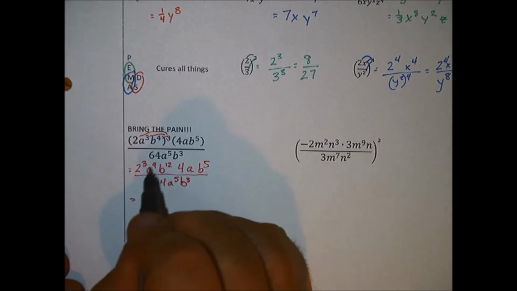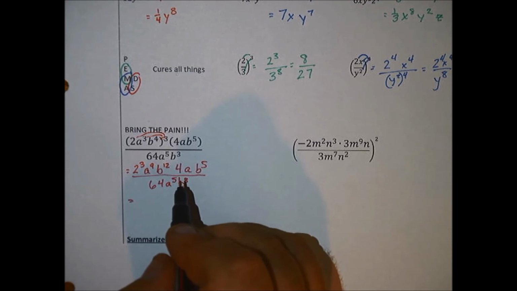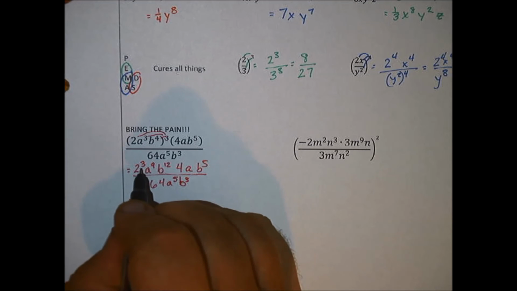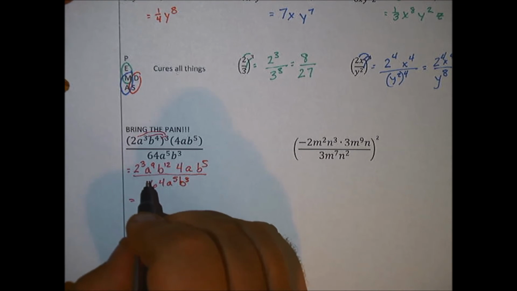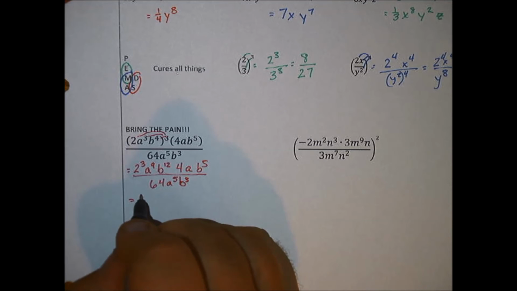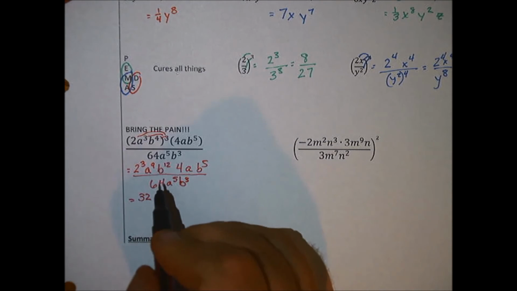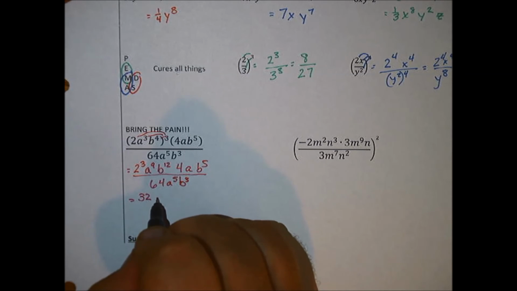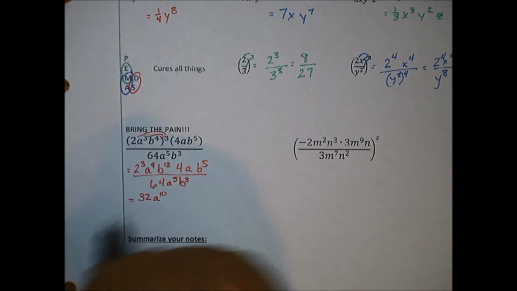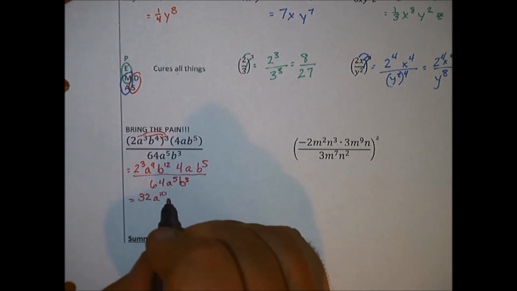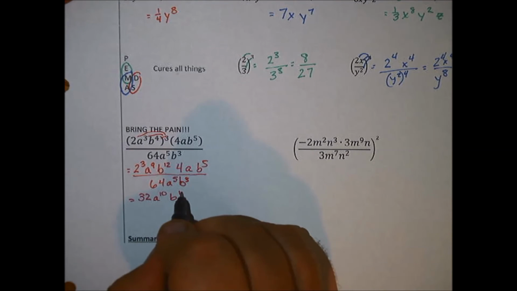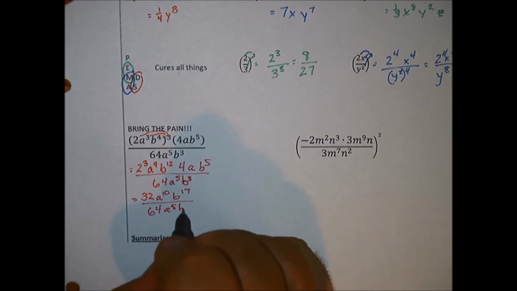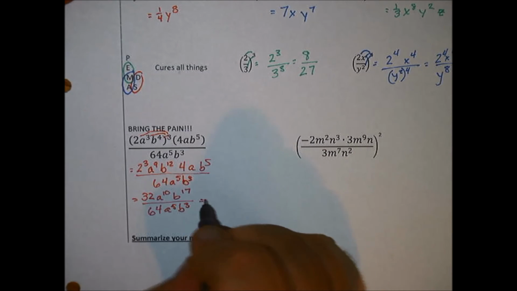Let's go ahead and combine these ones here. Okay, it says bring the pain because these problems are a little bit difficult. So 2 to the 3rd is 8. 8 times 4 is 32. Let's combine those numbers first. A to the 9th and a to the 1st. Add those together. We get a to the 10th. B to the 12th, b to the 5th. Add those together. We get b to the 17th. All over 64, a to the 5th, b cubed. Can't combine those.